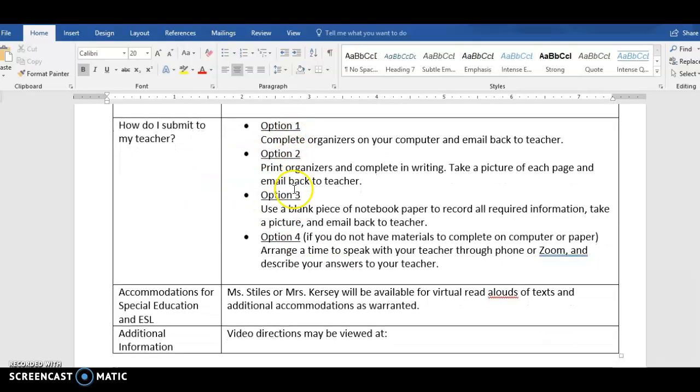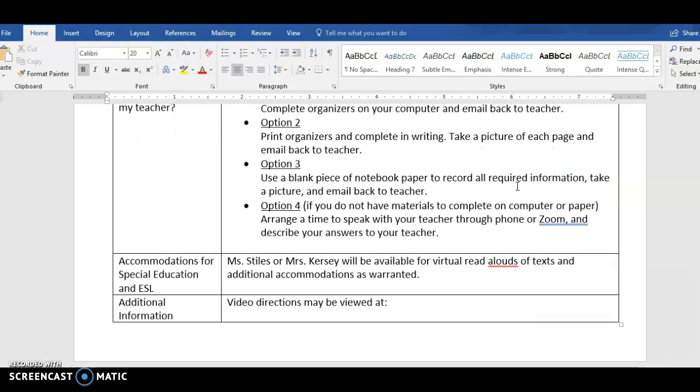Okay, because you have 4 different options for how to submit it. If it's easy for you to do what I just did by completing it on the computer, typing it in, saving it, and emailing it back to us, that's completely fine. If you aren't on a computer, you just have a phone, for example, and it's hard to type on it, and you want to just print those out and write them, that's completely fine. And then you take a picture of them and email us the picture.